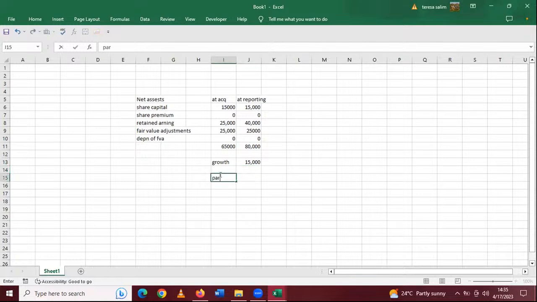And so for the parent, it's going to be parent equals 0.8 times 15,000. And then for the NCI, what I'll do, I'll not even take 20%. I'll say equals, you pick that 15,000 up there minus the 12,000, isn't it? Because you know the two must add up to 15,000.